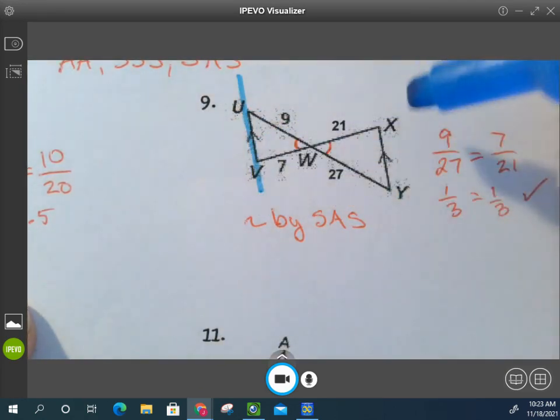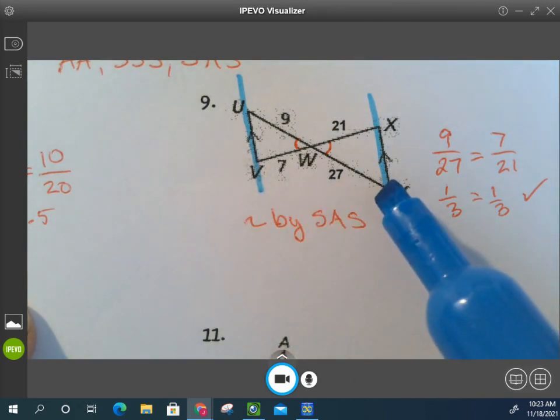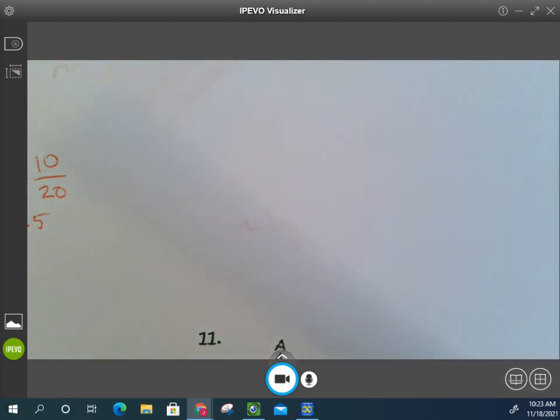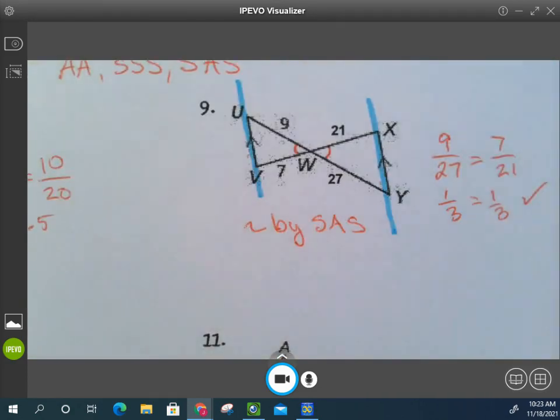Can you see these parallel lines right here? And how do I know they're parallel? Because they have these markings. Okay, we had a similar figure on this page right here. We had the same idea, but it wasn't marked that these were parallel, so we don't know that they were. But these are marked parallel.